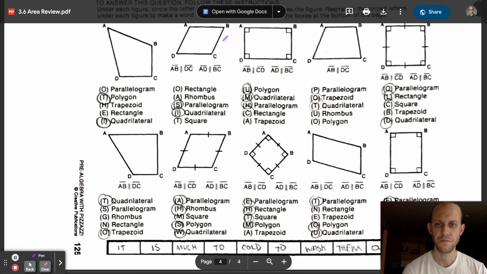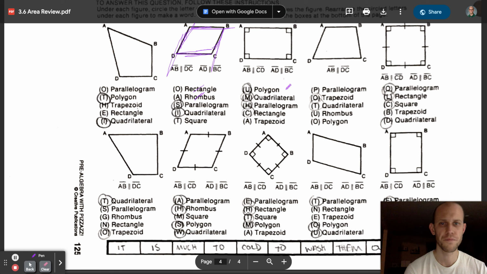In this picture, it looks like AB is parallel to DC, and then AD is parallel to BC. So two sets of parallel sides. But it can't be a rectangle because it doesn't have a right angle. It doesn't say anything about all the sides being the same length, so I can't do that. But it is for sure a parallelogram. It is for sure a quadrilateral. But if it's not a rectangle, it's not a square.